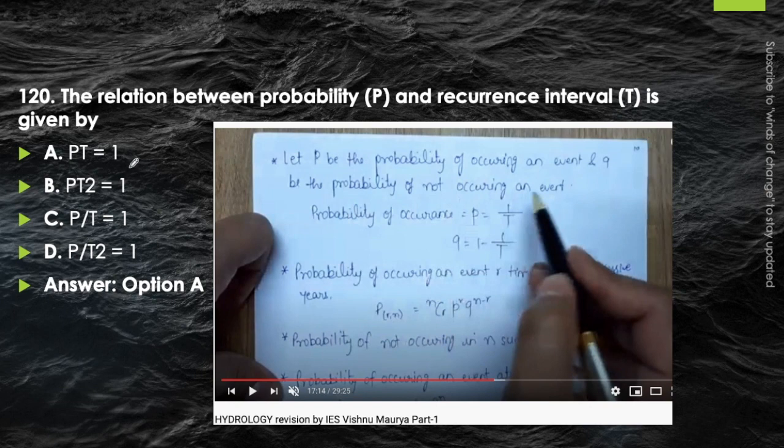It will be given by Pt equal to 1. That is, if P is the probability of the occurrence of an event and Q is the probability of non-occurrence of the event, then probability of occurrence will be given by P equal to 1 upon T, where T is the recurrence interval. And probability of non-occurrence will be given by 1 minus 1 upon T.